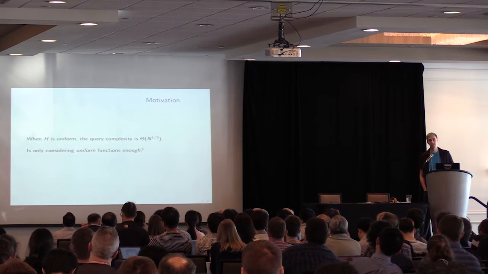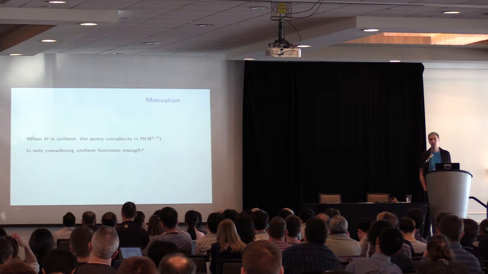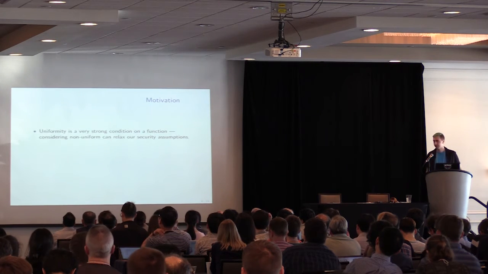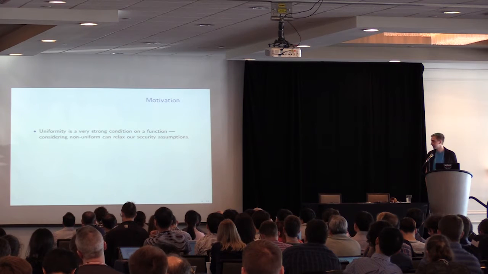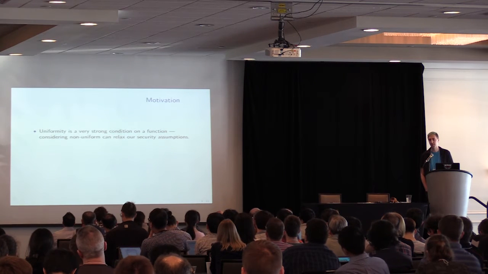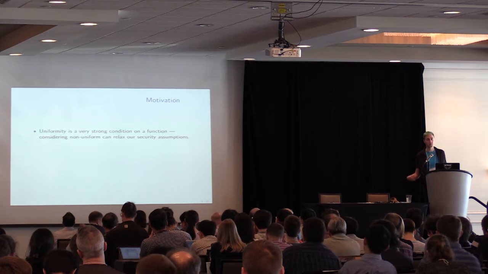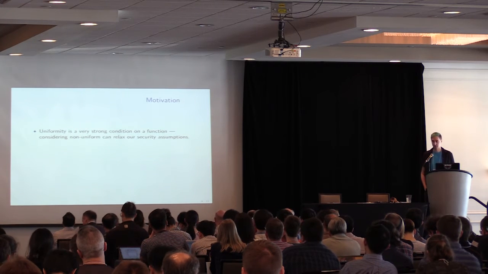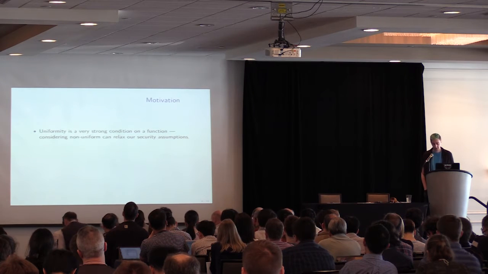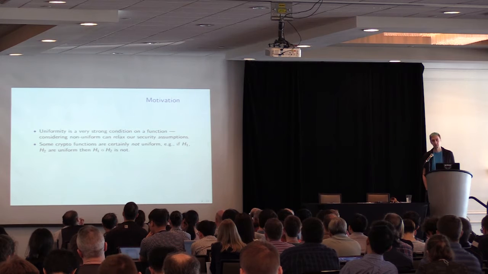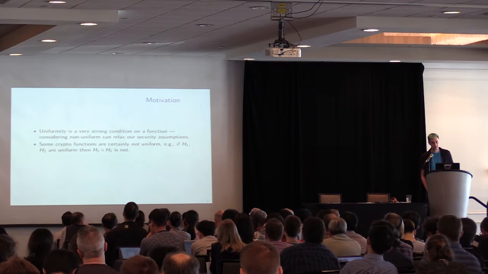But there's also a question about, should we only be considering uniform functions? Might we want to ever consider non-uniform functions? Uniformity is actually a very strong condition on a function, so we may want to consider non-uniform functions just to be able to relax our assumptions when we start modeling these hash functions as a generic black box. And then also occasionally things pop up that definitely are not uniform functions.